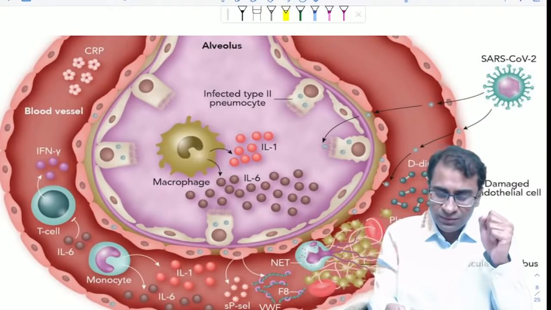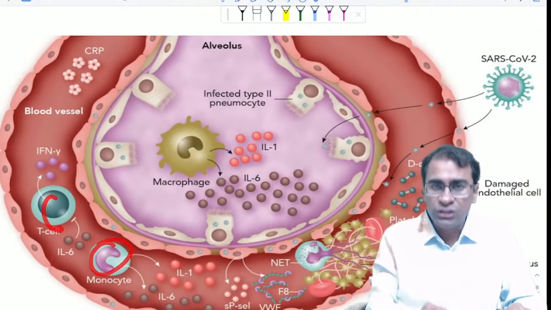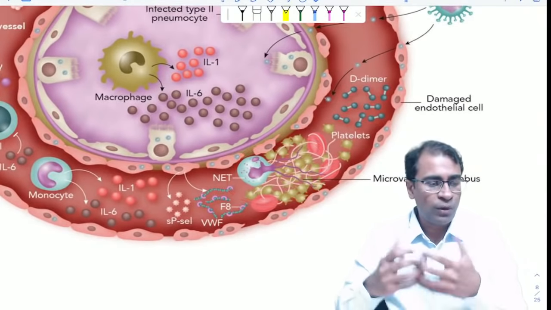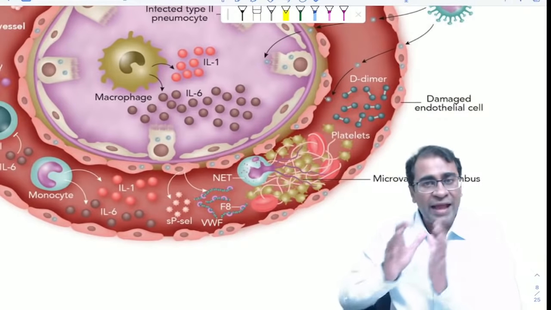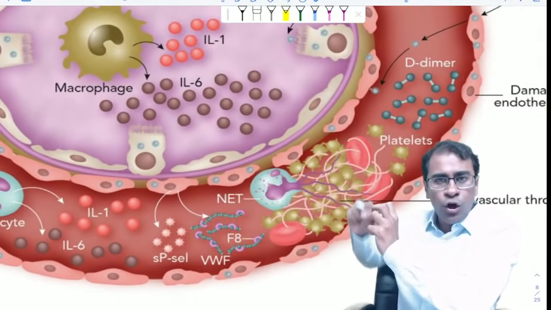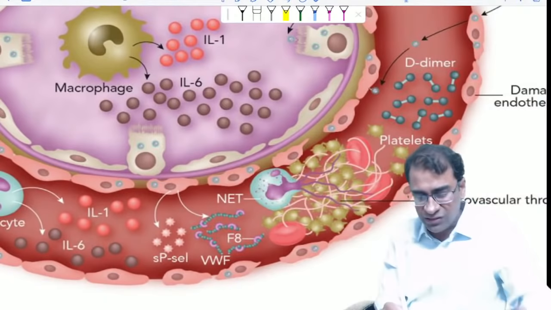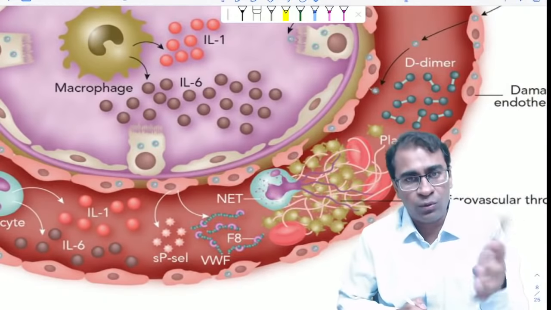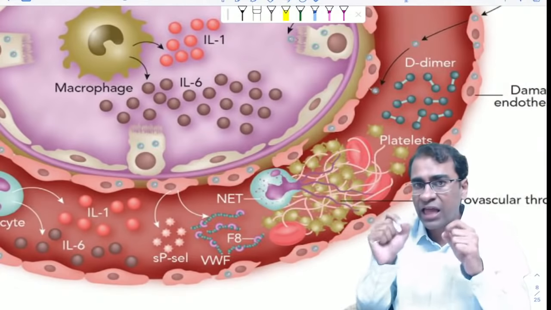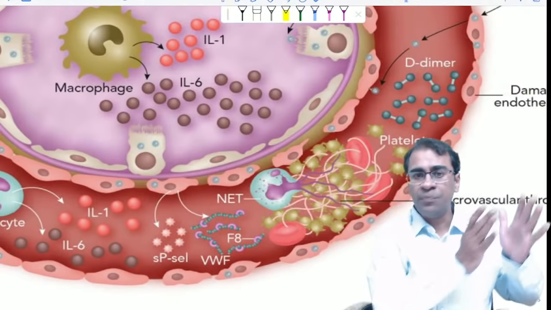Okay, so what happens? The huge amount of IL-1 and IL-6 not only activate the monocytes and neutrophils, but they also start activating the neutrophils to release NETs. I hope you remember NETs. What is NETs? NET is basically neutrophil extracellular traps. So these NET molecules start pulling all the platelets and all the cells towards them, and at the same time start releasing the enzymes out. Which enzymes? All the microbial enzymes released out of the neutrophils, and because they catch hold of these viruses outside the neutrophil, they are called neutrophil extracellular traps.